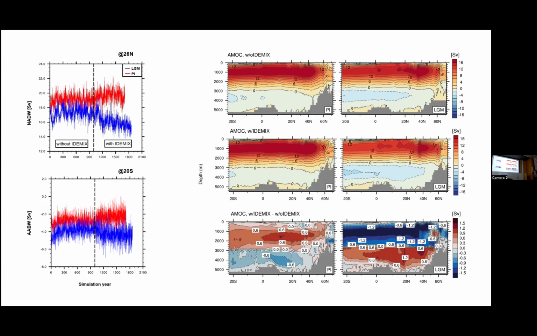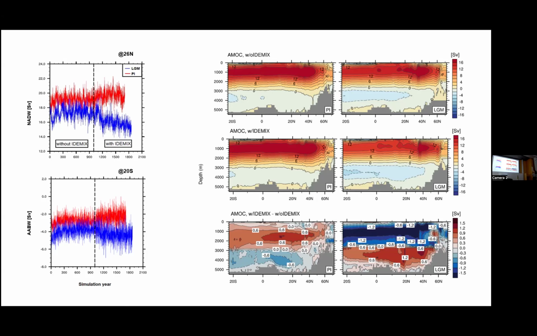This is the difference between with and without IDEMIX cases for PI and LGM. So I took the absolute values and took the difference afterwards. So this is basically showing us the increase and the decrease in the circulation. And it is a little bit strange because as you see, they're completely the opposite.